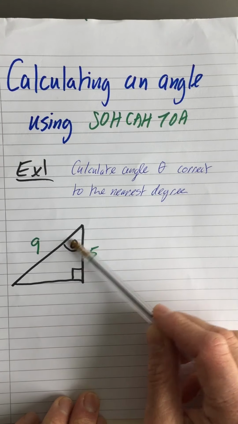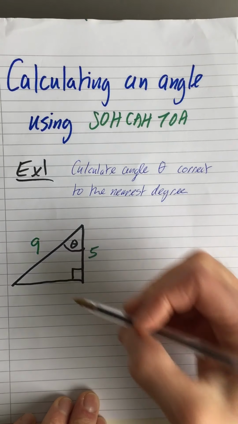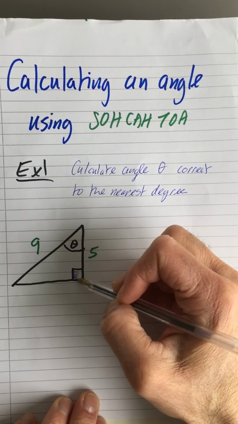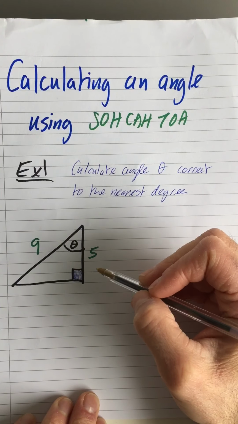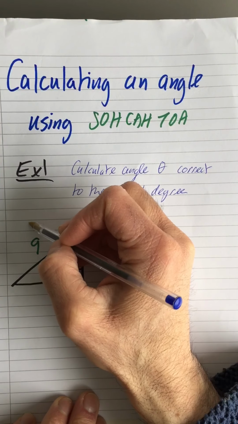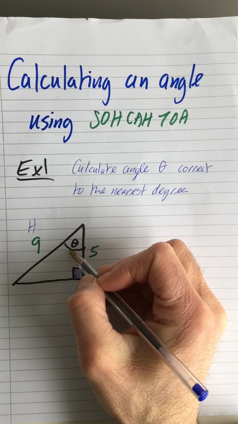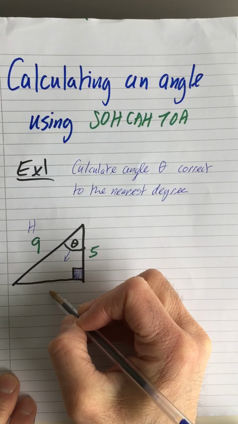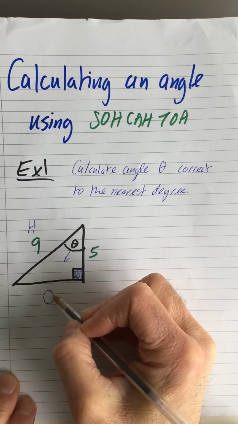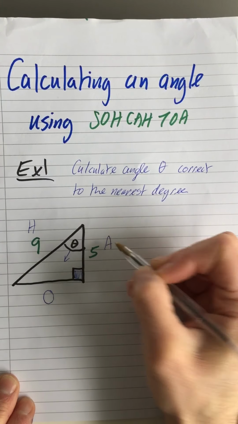First thing I check is, is this a right angle triangle? Yes, it is. Here's my right angle. So then I label my triangle. If this is the right angle, then 9 must be H. Because angle theta is the angle I'm interested in, this side here, which we don't know the length of, is called O. And then this must be A.